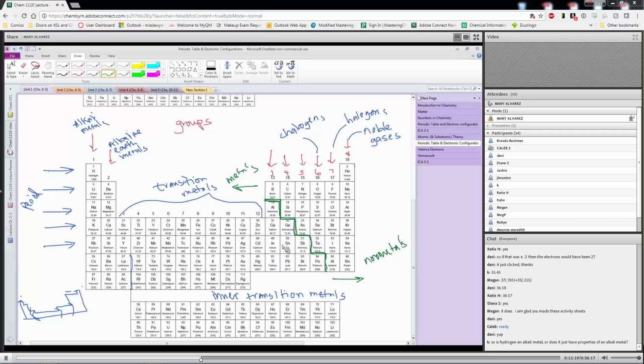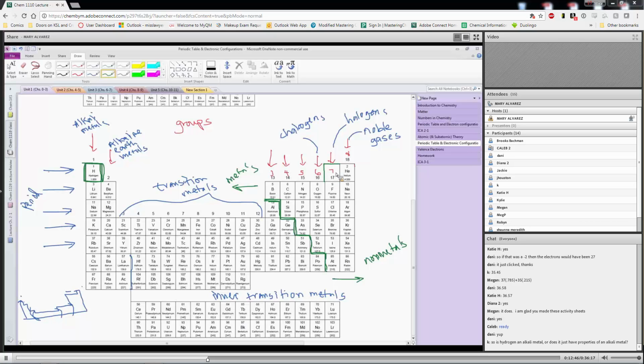Okay, this is a great question. Is hydrogen an alkali metal, or does it have properties of an alkali metal? In other words, why am I putting it here? Because hydrogen is not a metal. It's definitely not an alkali metal. It does sit at the top of the group of alkali metals, but it is not one. Hydrogen's a gas, and that's why it is often shown in this position here.